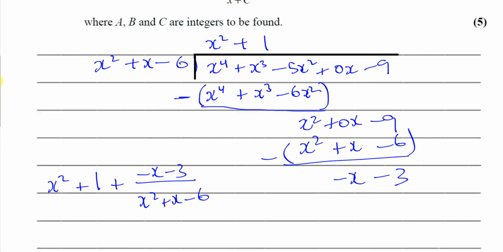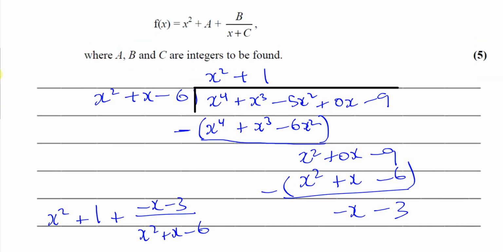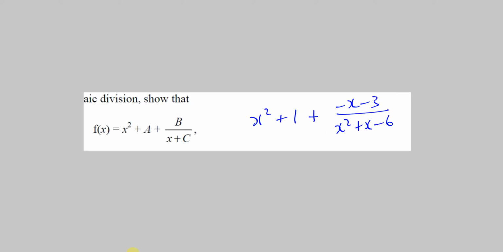Now, if we compare that to what we're supposed to prove, they don't look quite the same. In fact, they look quite a lot different. And that's not because we've done something wrong. That's because we have to do something else. So this is what it actually looks like.